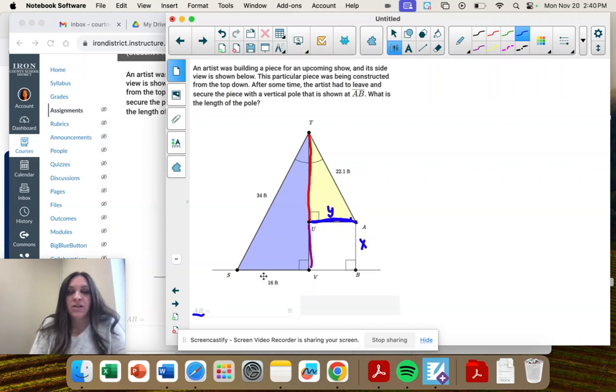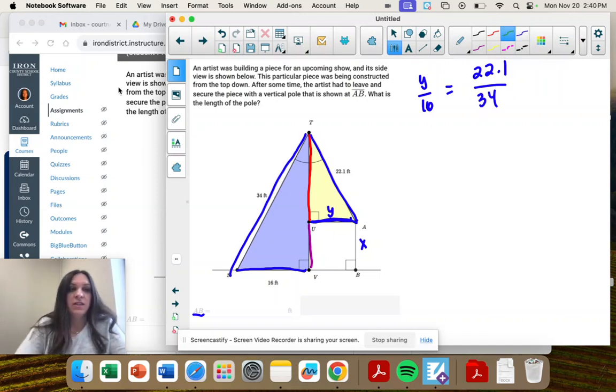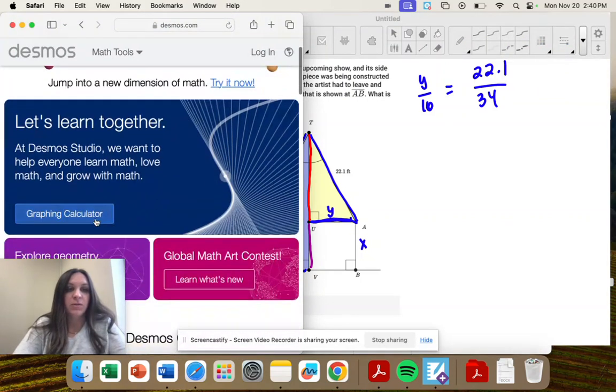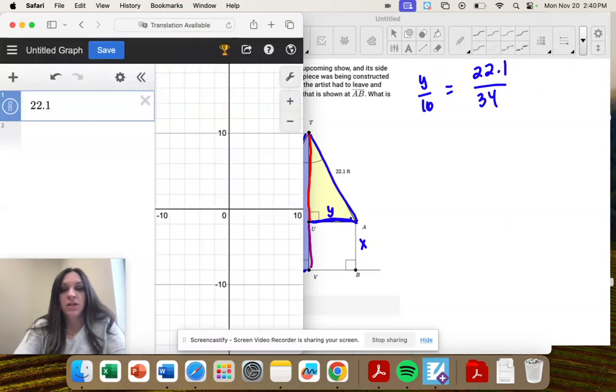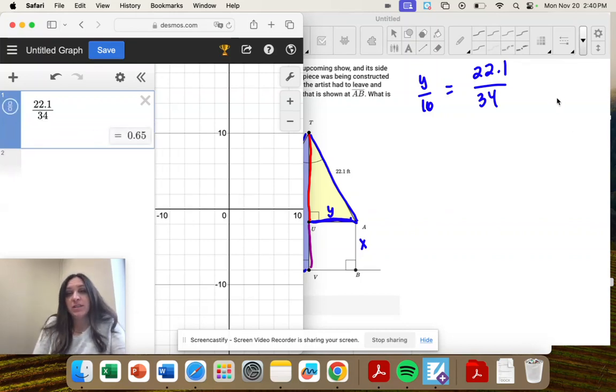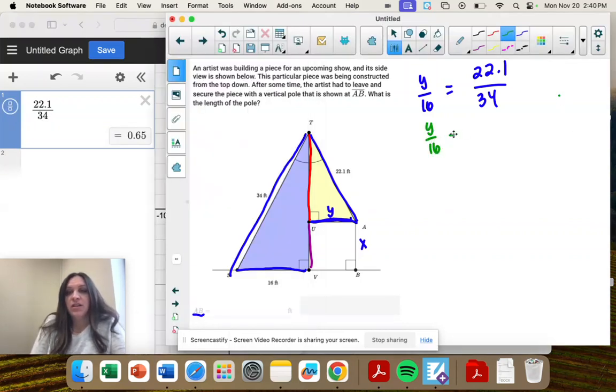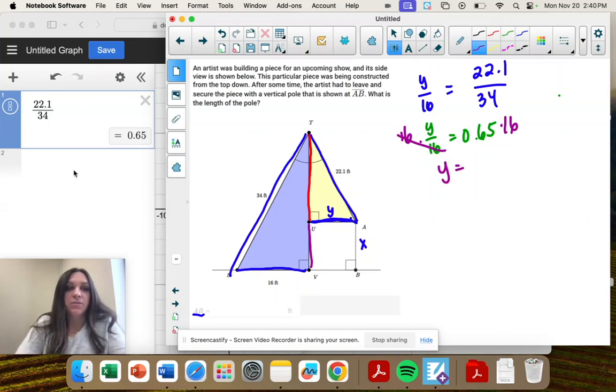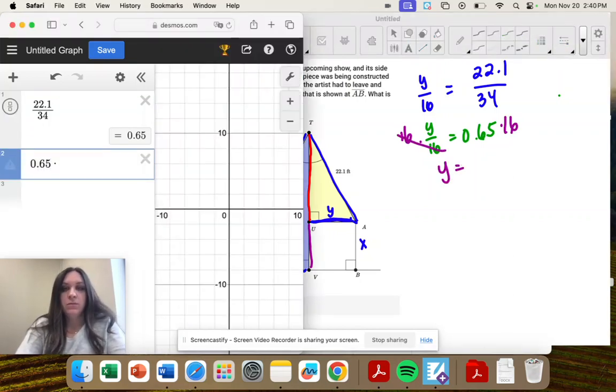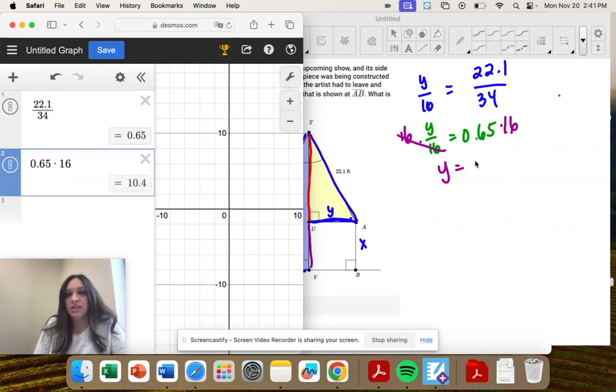Okay, so let's start here and find UA, and I'm going to call it Y because I already have X. So let's go Y to 16 equals 22.1 to 34. And you can see it reduces whenever you're working with similar triangles and you want a smaller number. So it's 0.65, and I'm actually going to leave it as 0.65 because now it's just a one-step solve. Now we're going to times both sides by 16 to get our Y value. So that is 10.4.